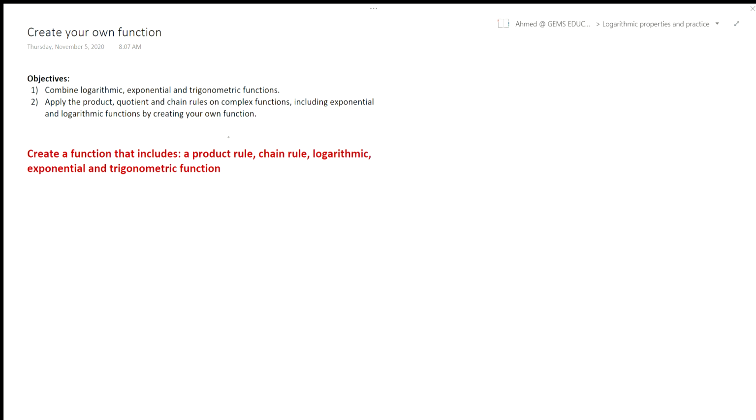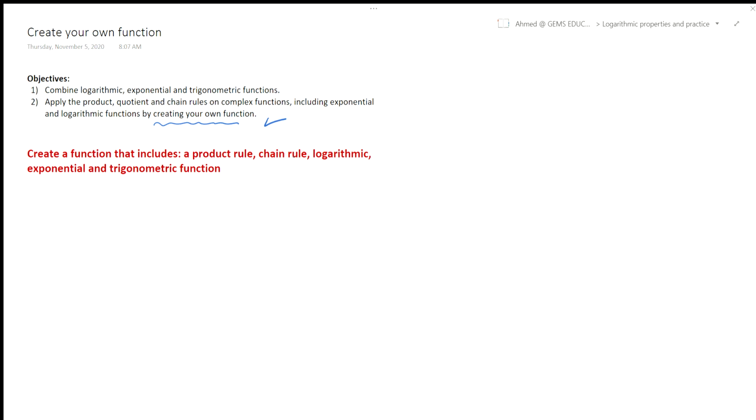Now, the third objective: applying the product, quotient, and chain rules on complex functions, including exponential and logarithmic functions, by creating your own function. So what we're trying to do is create a function that includes a product, chain, logarithmic, exponential, and trigonometric function. In that case, basically I need two things multiplied, to apply the product rule.